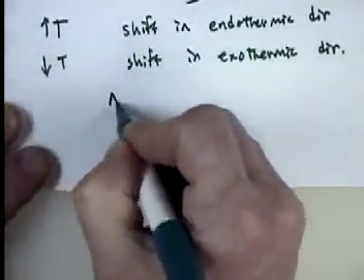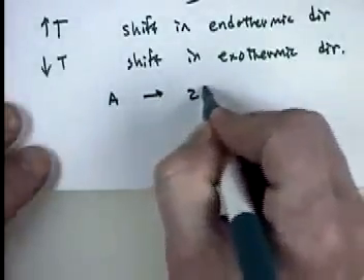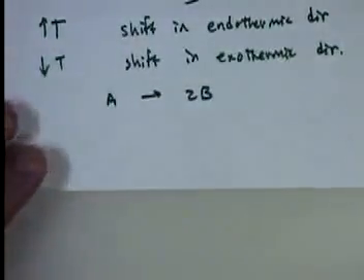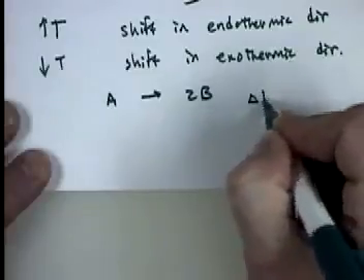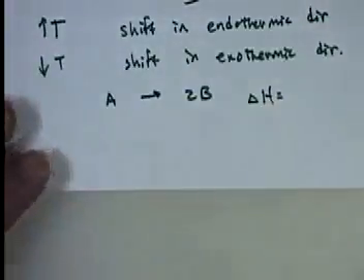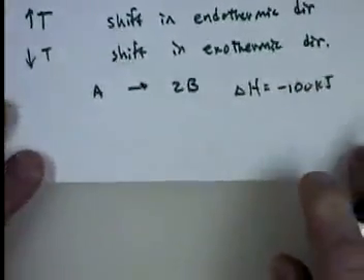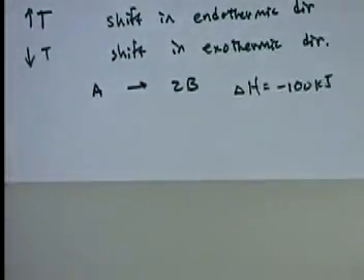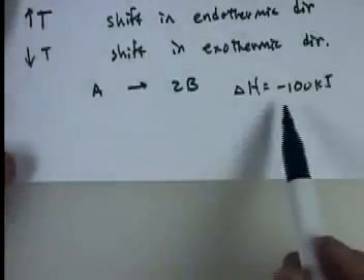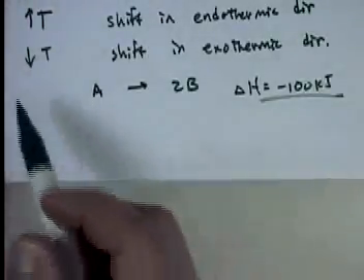Well, let's just use a hypothetical example again. Let's say that the reaction is A goes to 2B. But let's add some additional thermodynamic data to this. And let's say that the delta H for this, in other words, the enthalpy for this reaction, is negative 100 kilojoules per mole.